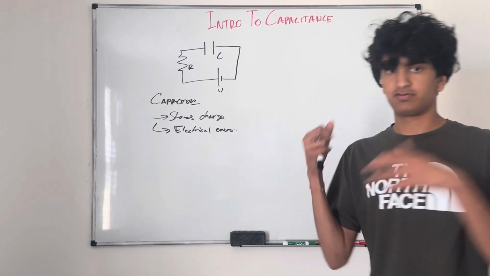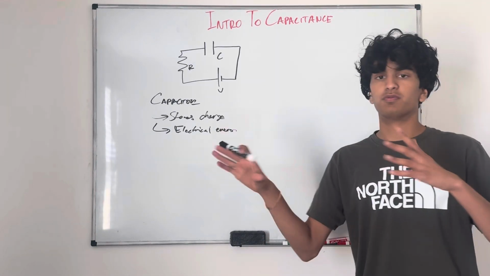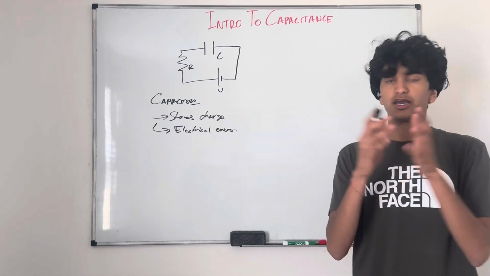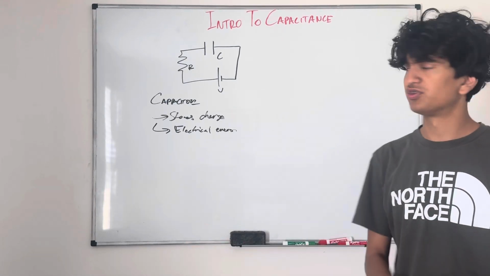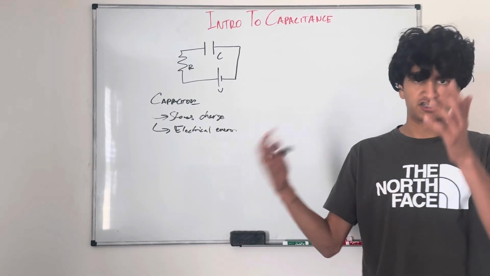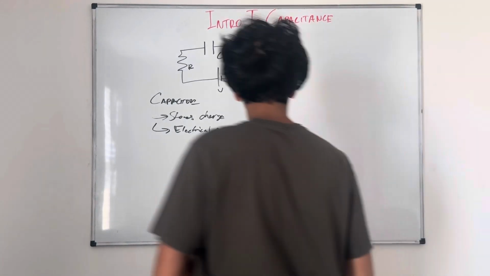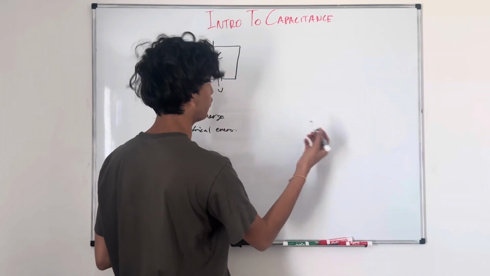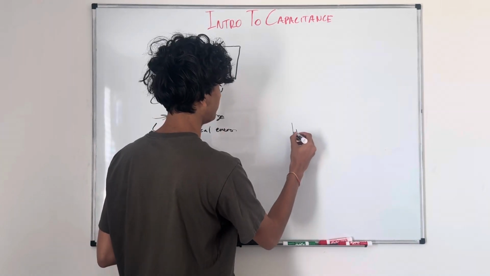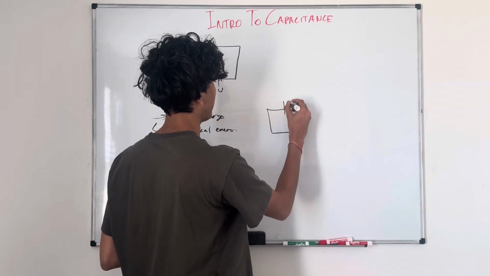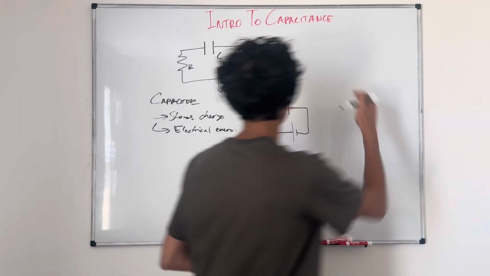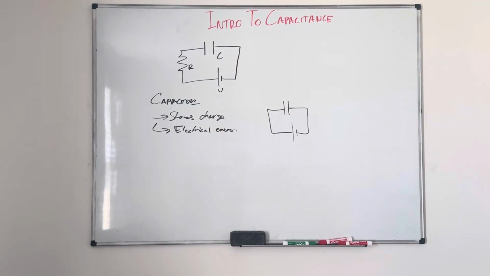I'll talk more about energy in a second, and what I mean by the energy can be used. Let's just get a circuit going. We're going to talk about this circuit in a second, but the most simple circuit with a capacitor is just the battery and the capacitor. So you might be saying, what in the world is that capacitor?